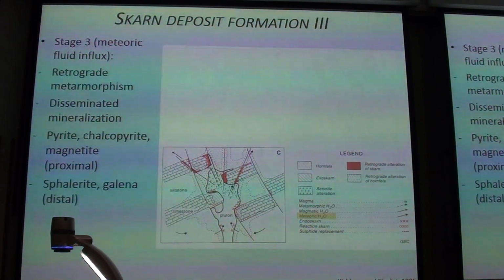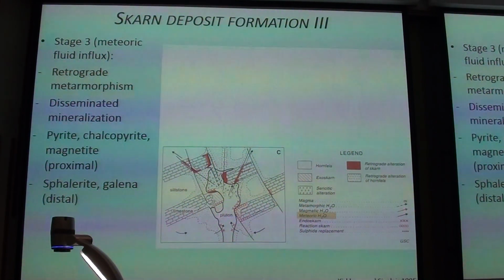Later on, in a third stage, we've got retrograde metamorphism of the marble. We get disseminated mineralization due to the influx of meteoric waters. And we have precipitation of other sulfide minerals, pyrite, chalcopyrite, or magnetites proximally, or sphalerite and galena more distantly from the deposits.